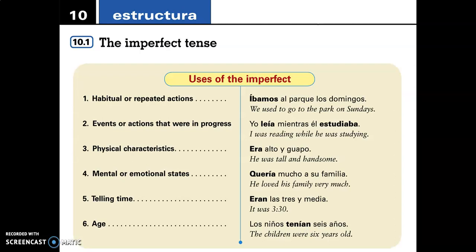And at the end of this video, we are going to talk about the two and compare them. But for now, we're going to focus on el imperfecto. So the imperfect tense we use when something was habitual or repeated in the past. We did something over and over again.